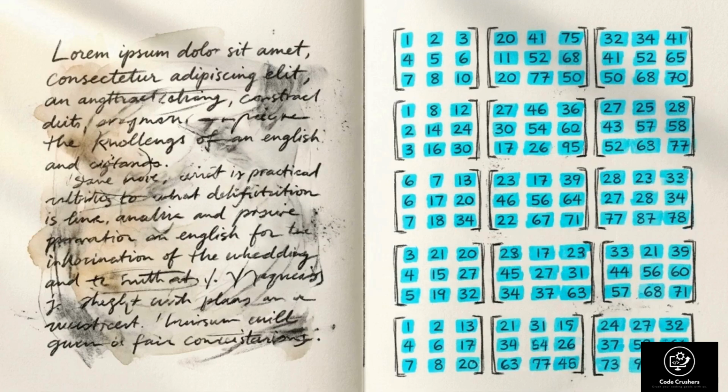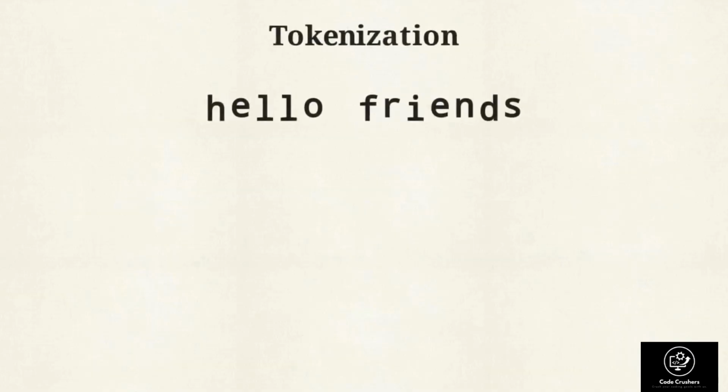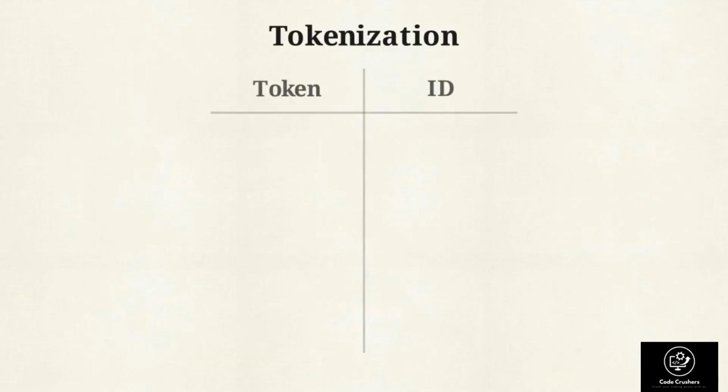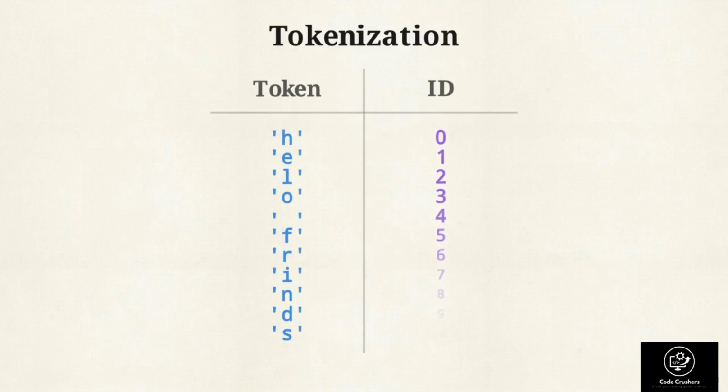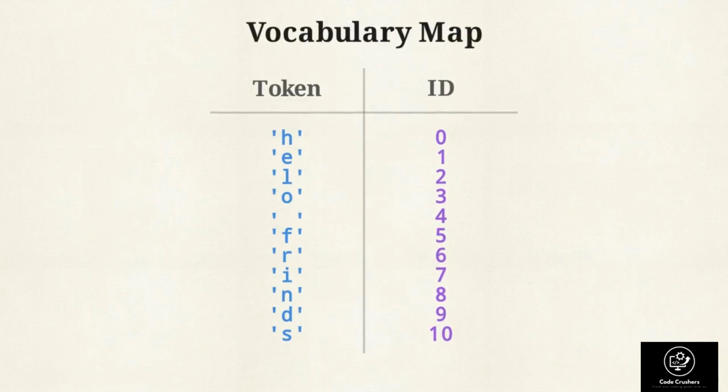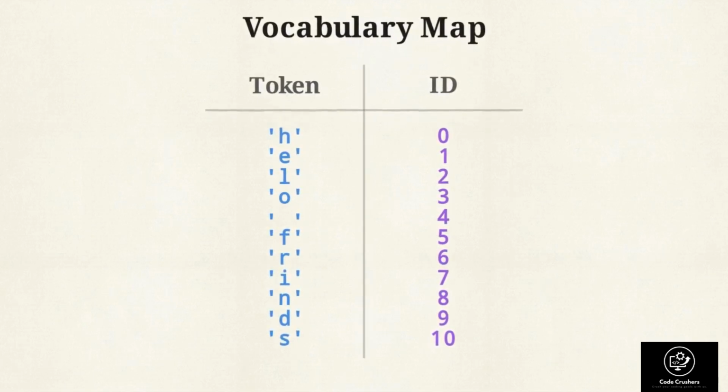Our neural network cannot read English letters. It only understands numbers. Step 1 is tokenization. We scan our text file to identify every unique character and assign each one a specific integer ID, creating a vocabulary map that our code can process.